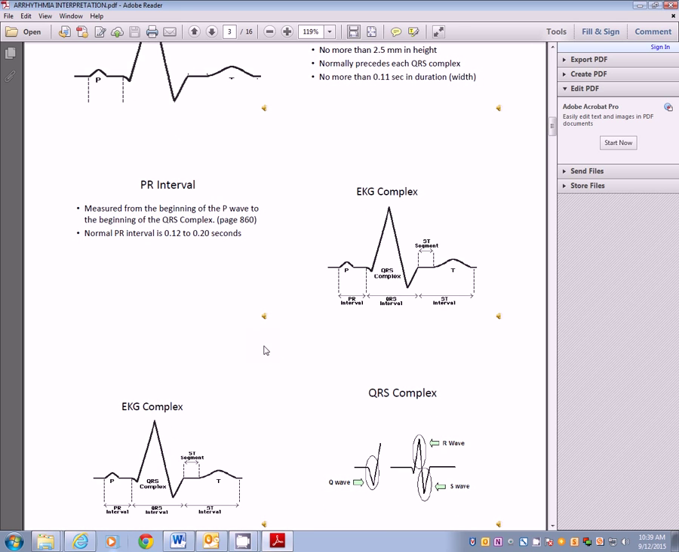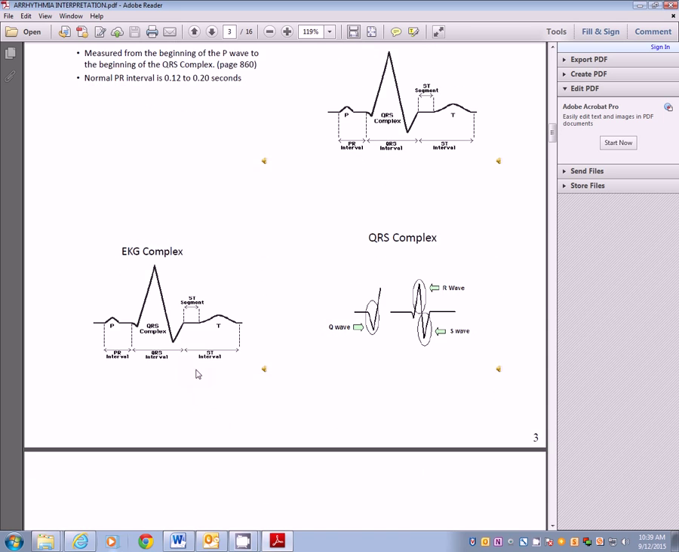If you're looking at the EKG complex here, the tracing recorded from the electrical activity of the heart forms a series of waves. The next one we're going to be looking at is the PQRST waves. These waves are deflections occurring in a healthy individual. You can see there the ST segment, the QRS. It talks about the PR interval here and how to measure those.